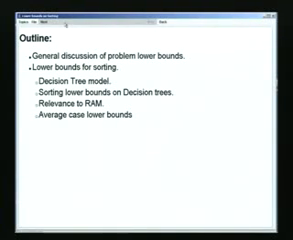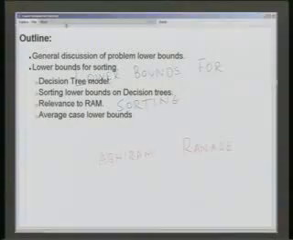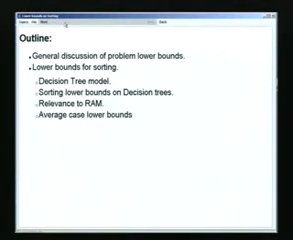So, here is what we are going to do today. We will be having a general discussion of problem lower bounds. Then we will consider the question of lower bounds for sorting. So, problem lower bounds, but the problem being sorting. Regarding sorting, I will introduce a model of computation called a decision tree, and then we will prove problem lower bounds on decision trees for the problem of sorting.